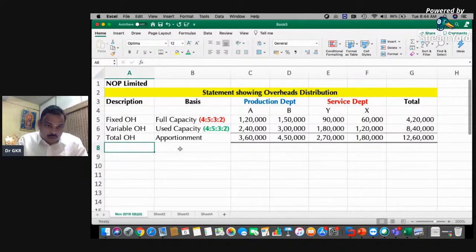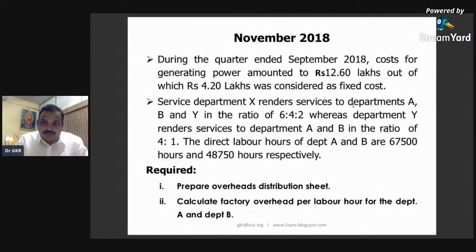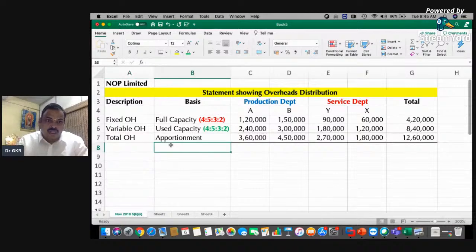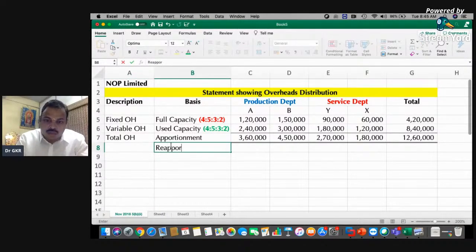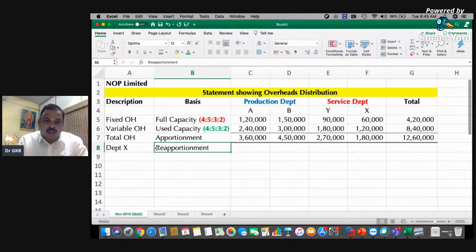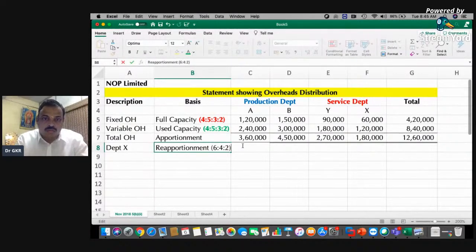Now we are going for the reapportionment. In the reapportionment, please look at this. First is X, I am going to distribute in the ratio of 6:4:2. So reapportionment of department X. On what basis? 6:4:2.